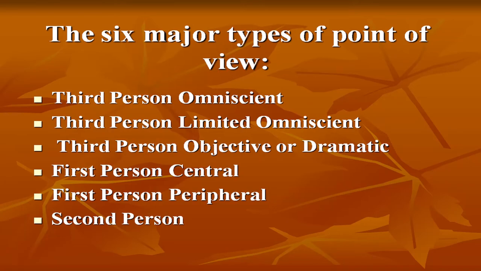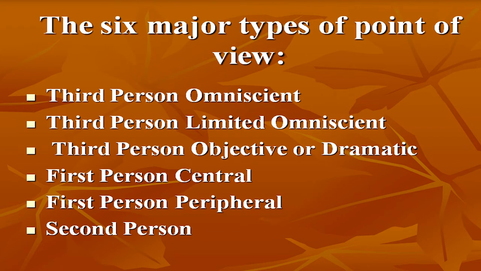First person peripheral. This also uses I or my, but from the point of view of a minor character who observes, usually in a more neutral and detached manner, the actions of the main characters. Like with the third person objective, the detachment from the main character creates a lack of knowledge and heightens the suspense. Second person. This is a relatively rare point of view and is difficult to sustain.